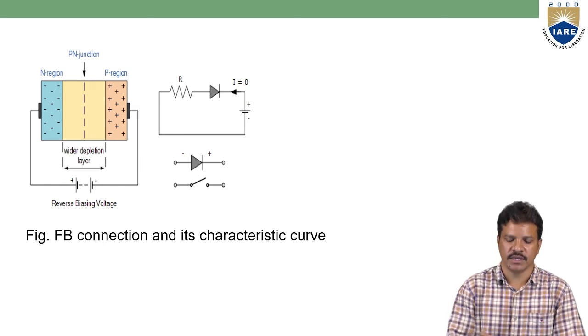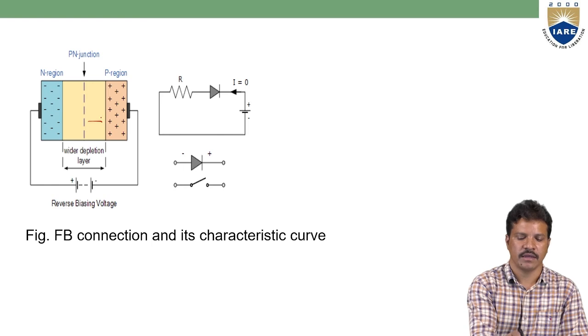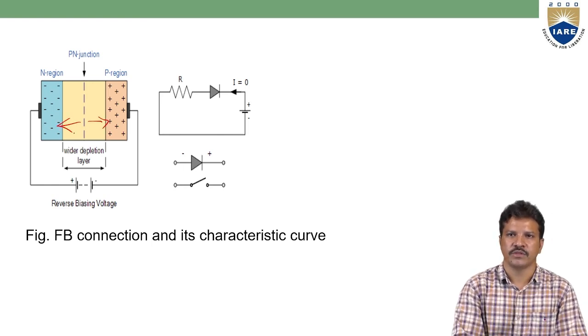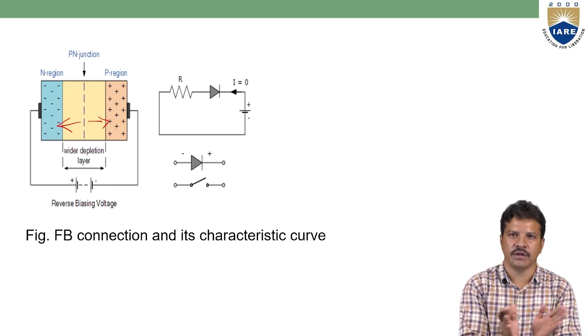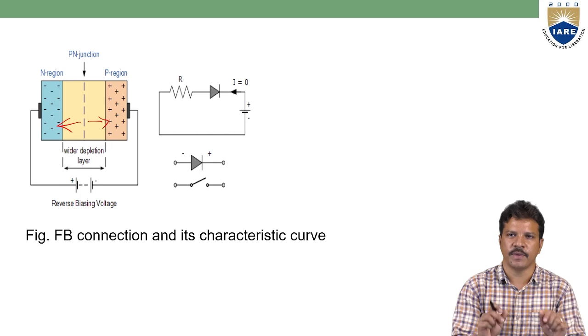So due to this reverse bias, the junction width increases. So there will be no majority charge carriers crossing the junction. So it will act as an open circuit.